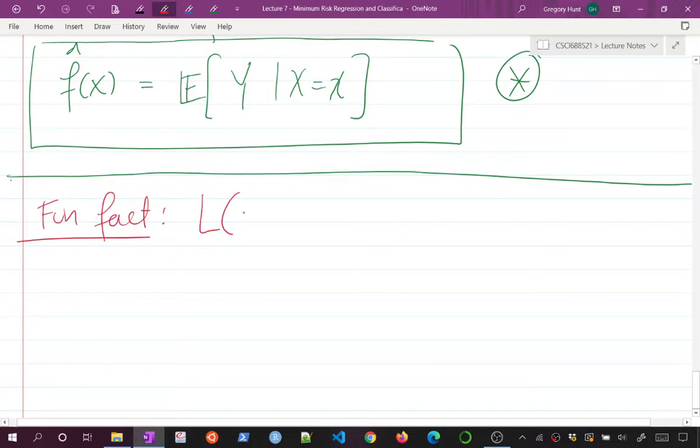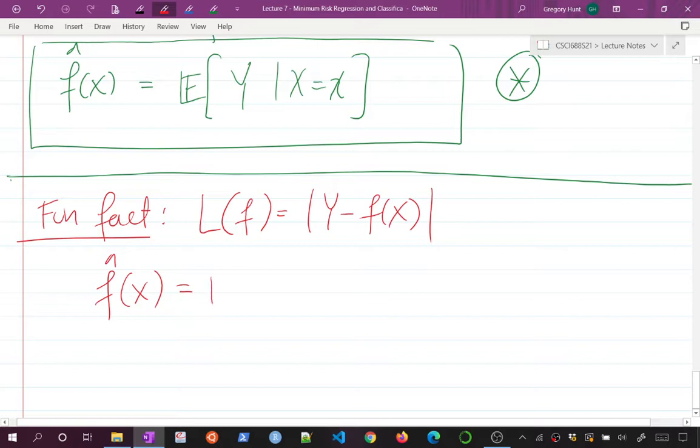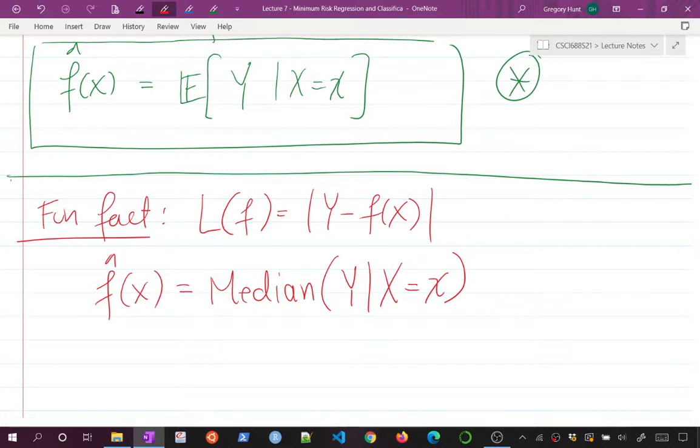Just as a fun fact here, if we had instead said L of f is like the absolute value, something like that, people always go, well, what happens if instead of a square, we use an absolute value? You can show, although I will not, that the optimal predictor would be the median, instead of the average or the expectation. It would be the population median of the conditional distribution of y given x. So it would be that conditional median of y given x.